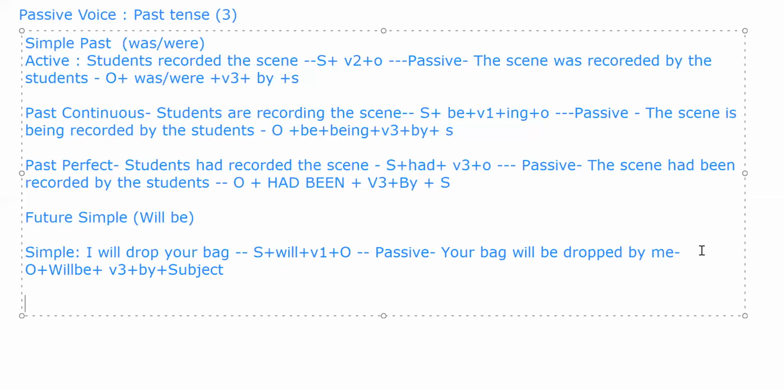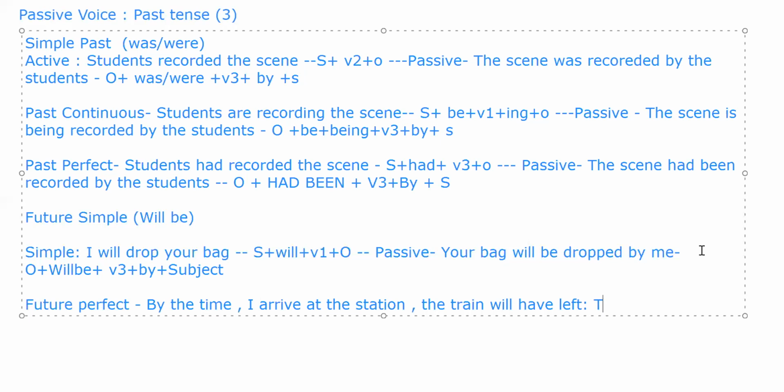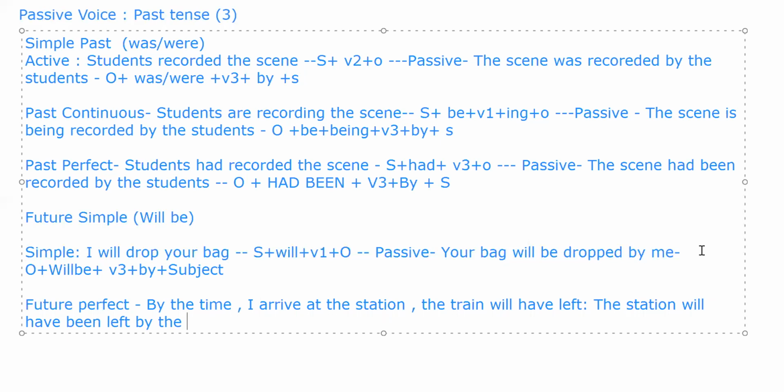So we are towards the end. The next one is not the future continuous, but it is future perfect, which gets converted into the passive. So I will make it this way: by the time I arrive at the station, the train will have left. So this is a little complicated. I'm just giving the conversion part of it: the station will have been left by the train.